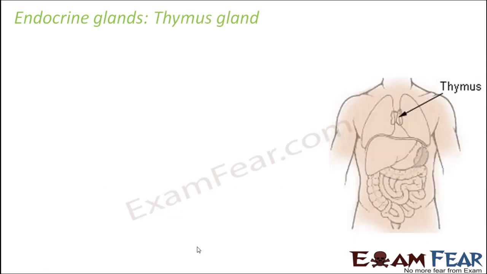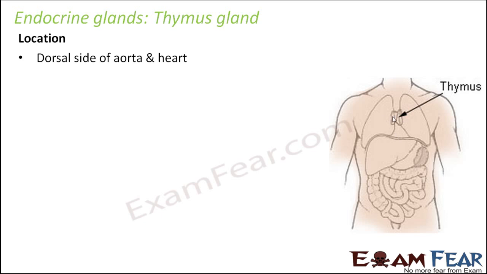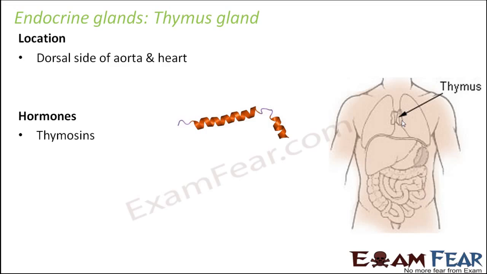Next gland is the thymus gland. So where is the thymus gland located? It's on the dorsal side of the aorta and heart. If you see, this is where the heart is present, somewhat here inclined towards the left side. So towards the back surface of the heart is present the thymus gland. And what is the hormone secreted by the thymus gland? It is thymosin. And what are thymosins? Thymosins are peptide hormones. If you look at their chemical structures, they contain peptides.